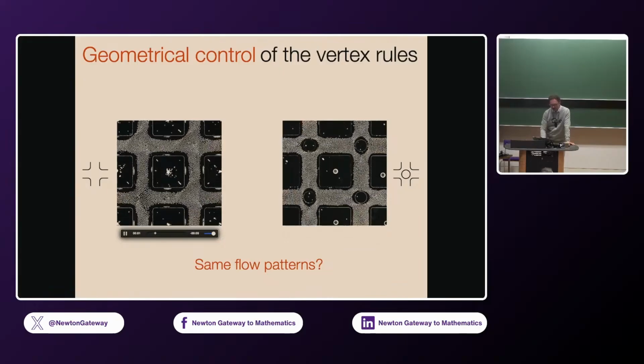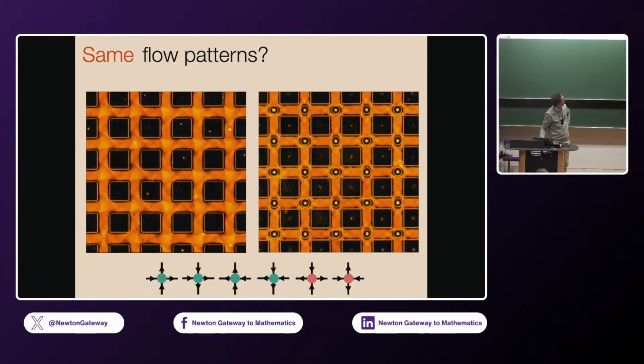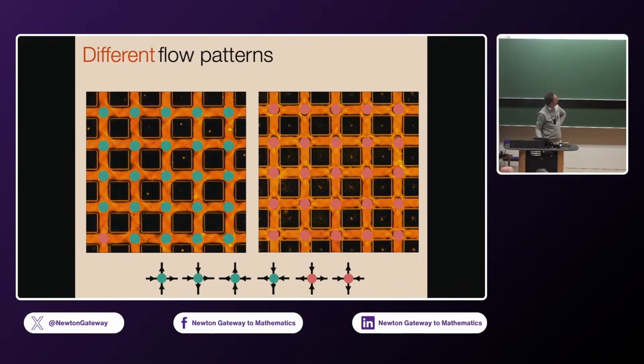One in our bare square lattice. The second one was done in a channel network with the same colloids, same width, same everything, except that we have added these cylindrical posts at every intersection. Question: do we have the same flow patterns? So we run the experiment. You can measure the flow field and locate different possible configurations. And what you can see is that when you don't have any posts, you only have green configurations. When you add the posts, you only have pink configurations.